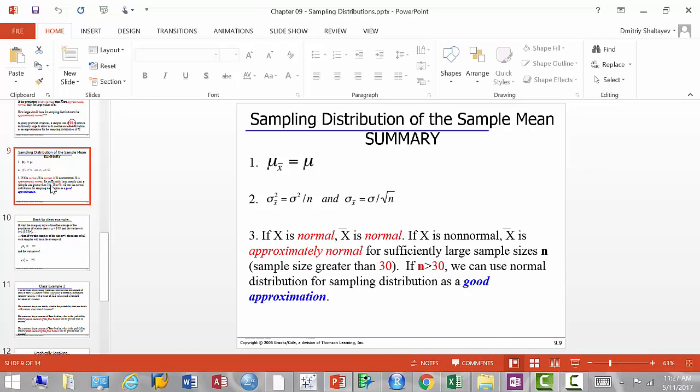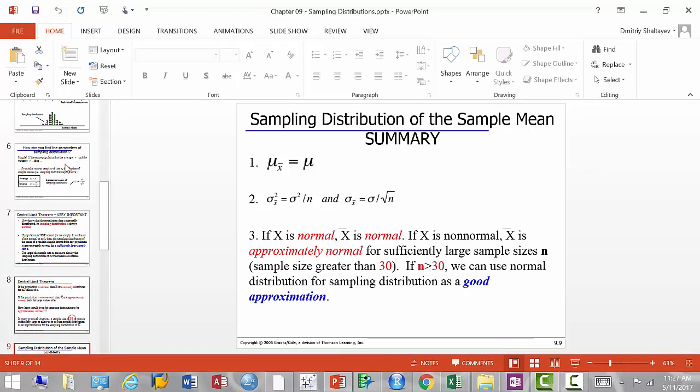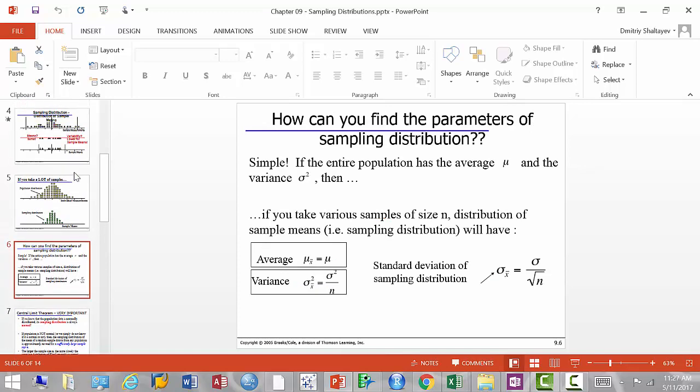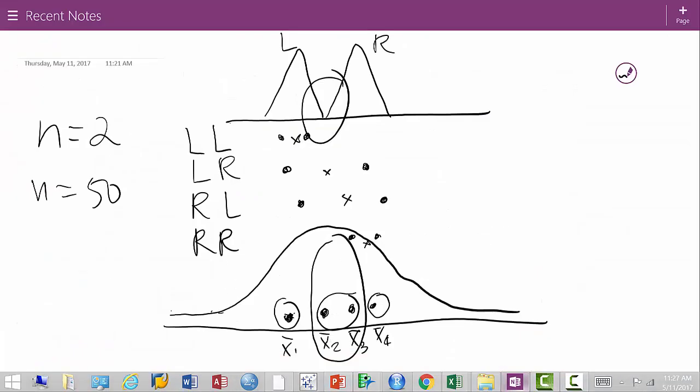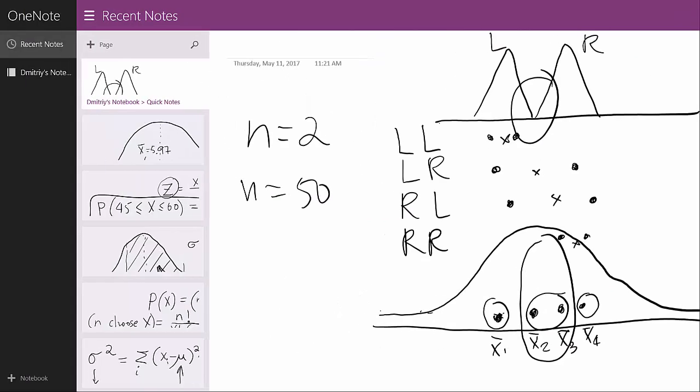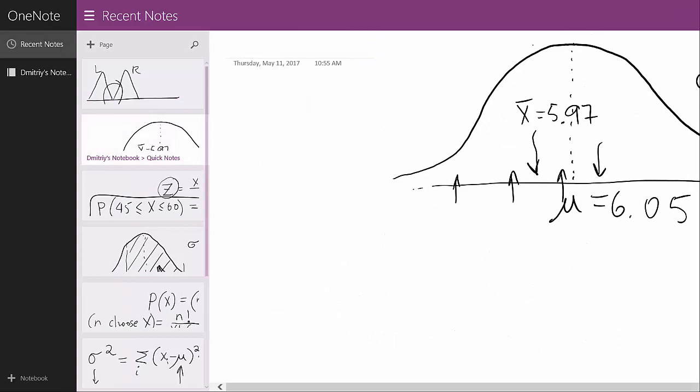Well, let me go ahead and apply the central limit theorem. So what do I know about the distribution of my cans? It says that the weights are normally distributed, and I believe that the mean is 6.05, and the standard deviation is 0.18. All right, let me go back to my drawing. I believe I have it here.